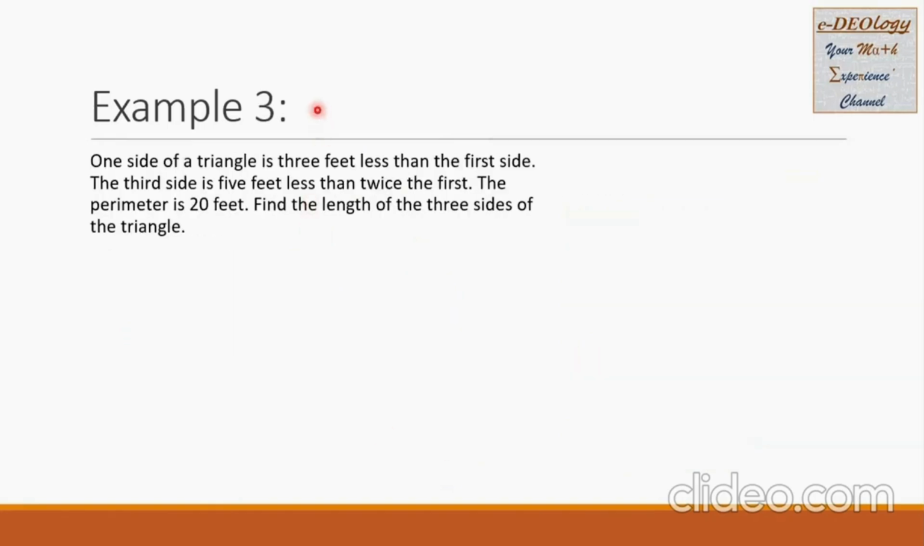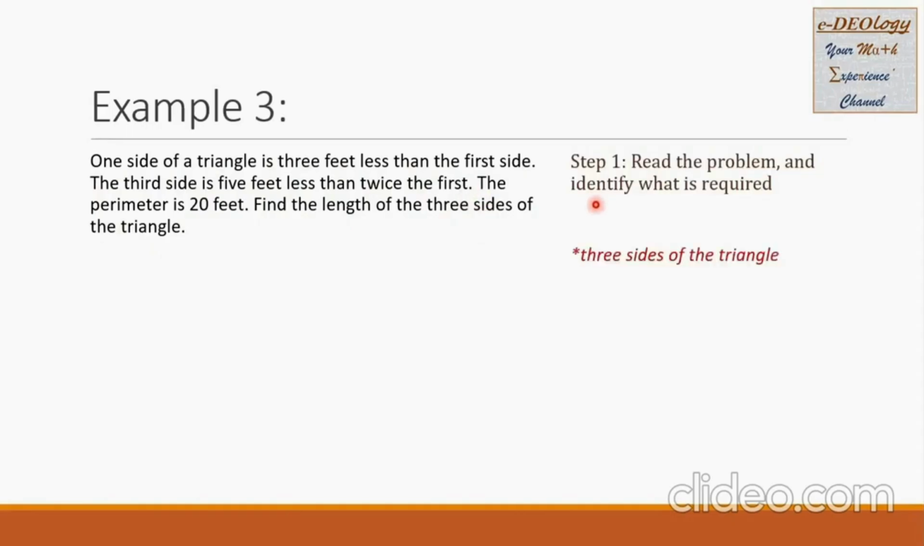Let's have example 3. One side of a triangle is 3 feet less than the first side. The third side is 5 feet less than twice the first. The perimeter is 20 feet. Find the length of the three sides of the triangle. Step 1. We read the problem and identify what is required. And that is the three sides of the triangle.